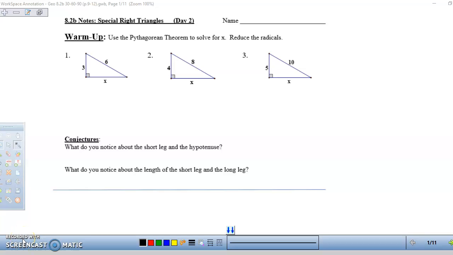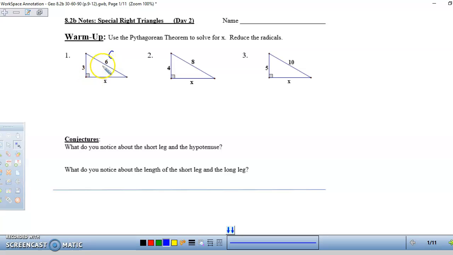Hello, today we're going to finish up special right triangles. I would love you to do this warm up if you haven't already on your own. So please pause and do these if you haven't. Okay, welcome back. So you should have done them already. I'm going to do this pretty quickly.